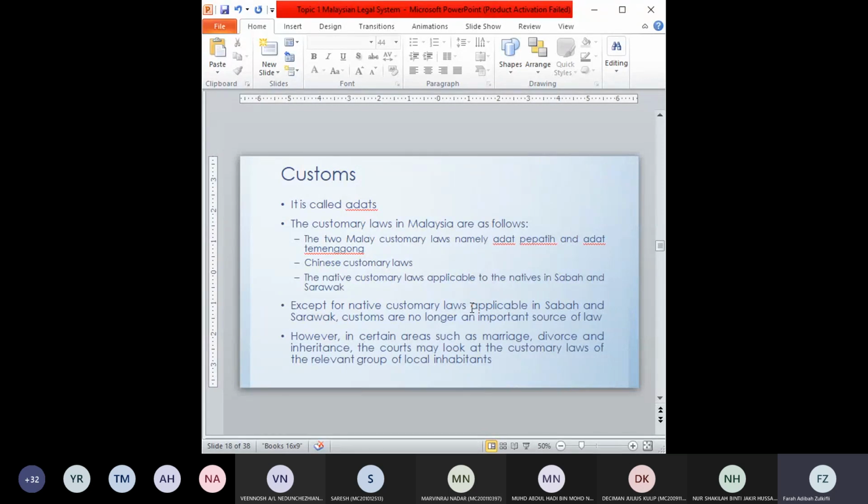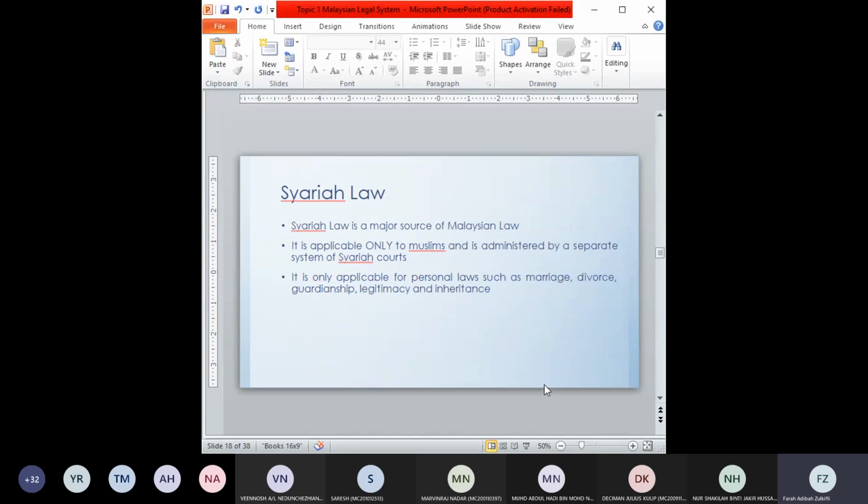Okay, however, in certain areas such as marriage, divorce, and inheritance, the court may look at the customary law of the relevant group of local inhabitants. So in Sabah and Sarawak, their customary laws are binding. If they have any law regarding how to acquire land or how to inherit land, that law applies to that community. So you have to follow their customs in order to acquire or inherit land if you are part of the community. Okay, so that's all the sources of law in Malaysia.